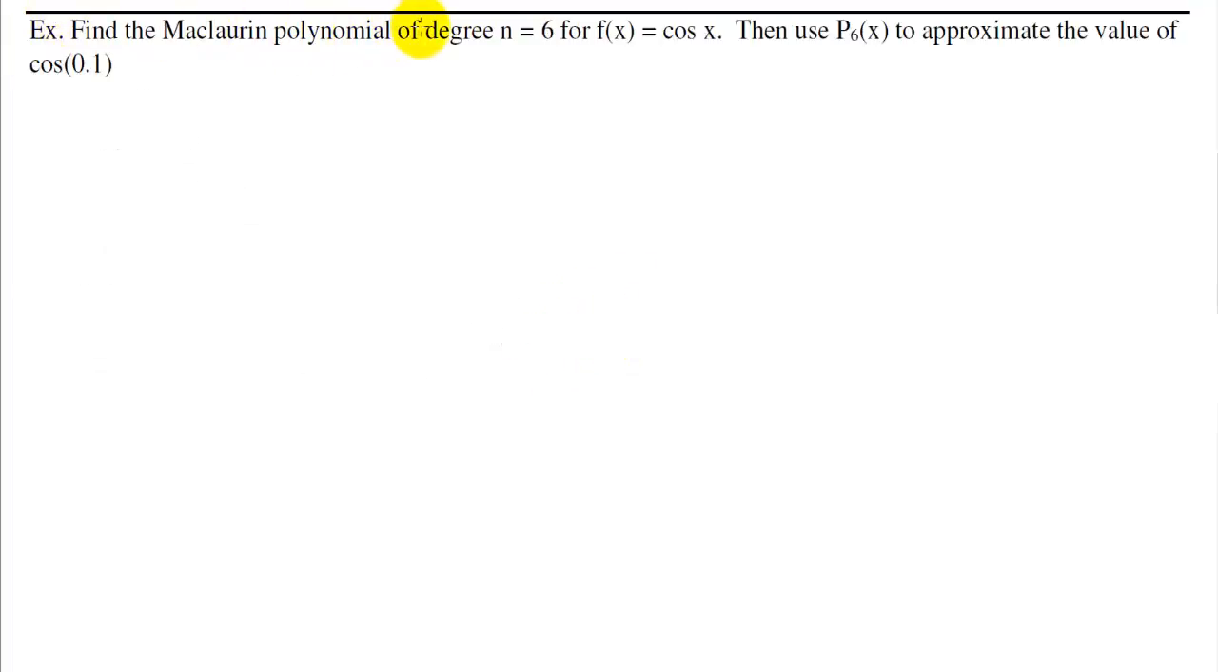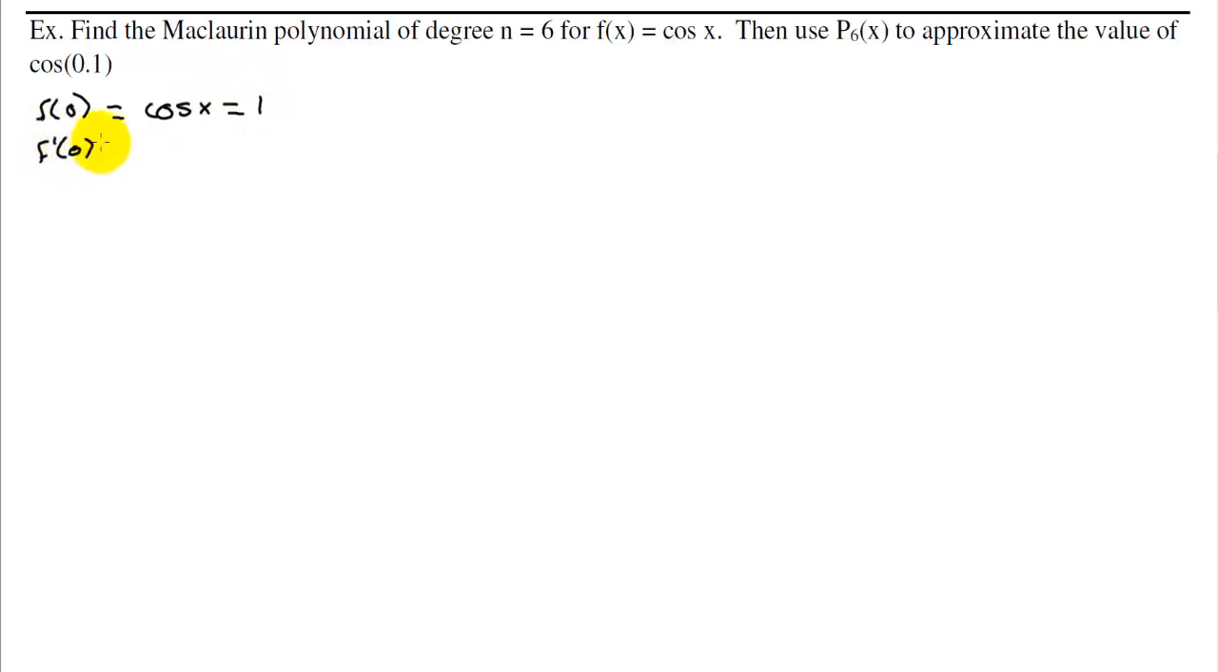Example, find the Maclaurin polynomial of degree n equals 6 for f of x equals cosine of x. Then use p sub 6 of x to approximate the value of cosine of 0.1. So we want to go all the way to n equals 6. Well, let's get f of 0 because we're doing Maclaurin. Now that's cosine of x, and cosine of 0 is 1.